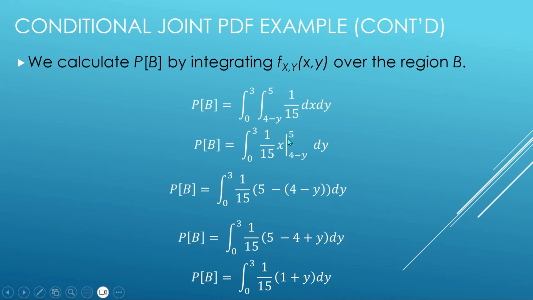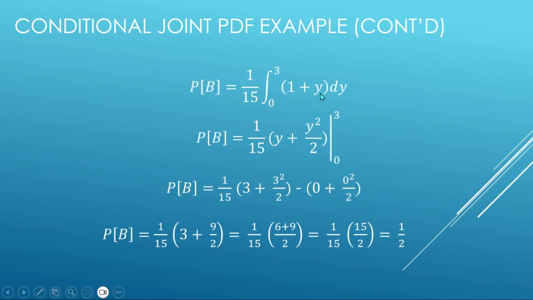So the integral of dx is x, and then we apply the limits. How do we apply the limits? We apply the upper limit first and then the lower limit. So we will place this upper limit in place of the variable x. So 5 minus (4 minus y), where 4 minus y is the lower limit of x. After simplification, we get 1 plus y dy. We can write this 1 over 15 outside or inside, it doesn't really matter. So now here we integrate 1 plus y.